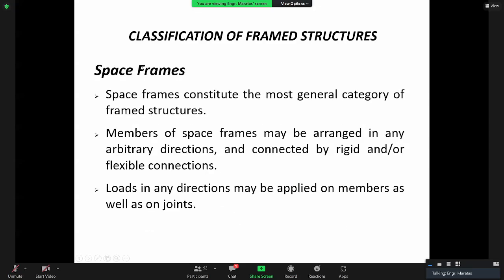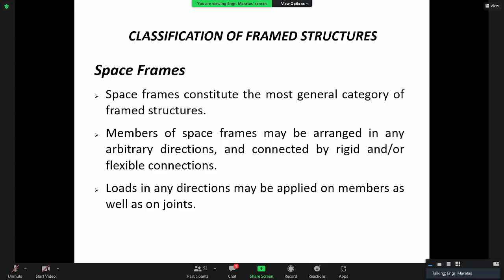Then the last one is space frames or 3D frames. When you practice structural engineering later on, since you will use programs, the normal treatment is to treat, for example, building structures as three-dimensional frames. So your analysis is 3D, which is more accurate. Space frames constitute the most general category of frame structures.